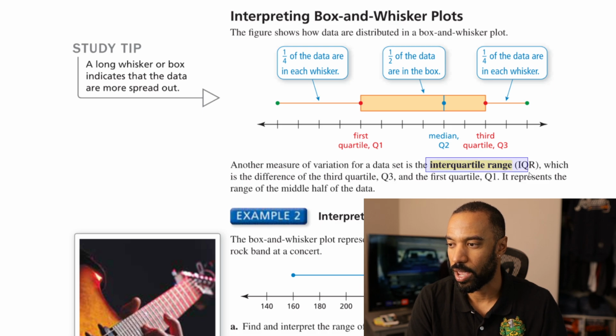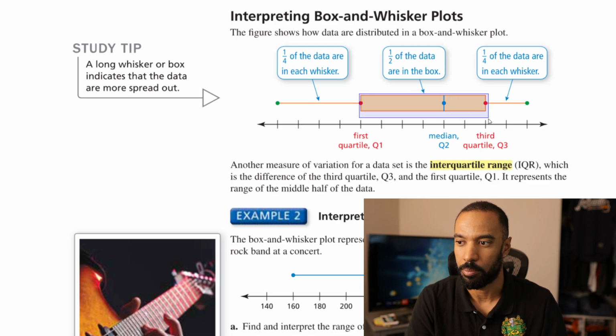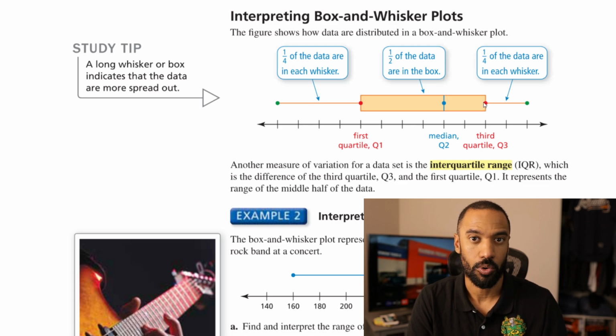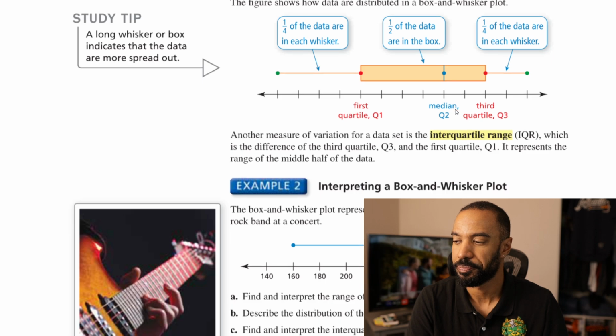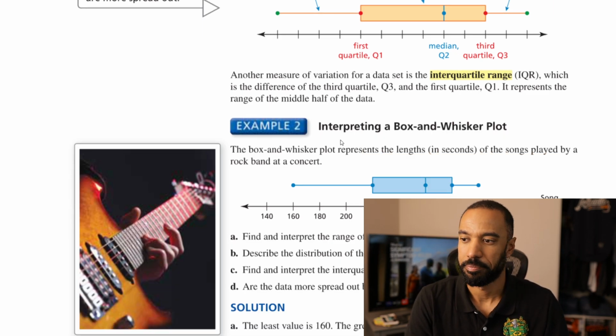So the interquartile range, IQR, is the difference of the third quartile and the first quartile. So how big this range is, from, I forget what the numbers were. Let's pretend like it was 23 to 29. That interquartile range would have been 6. 29 minus 23 is 6, and that's how far apart they'd be. So it represents the range of the middle half of the data.